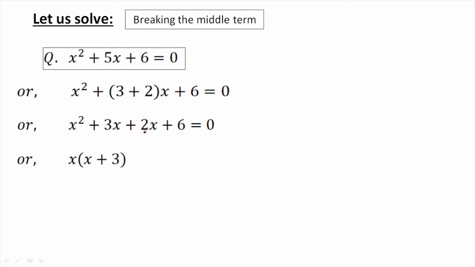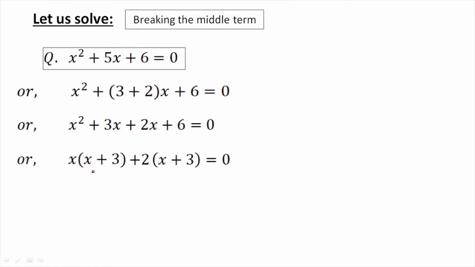Again it is 2 into x here, and it is 2 into 3. So 2 is common out here. After taking out 2 common, what will be the term remaining? It will be x plus 3 inside the bracket.